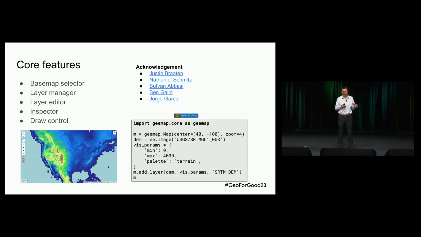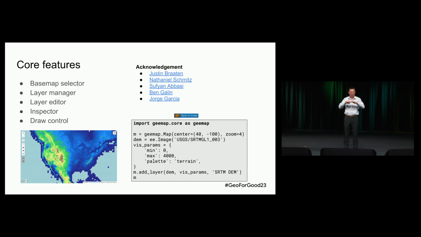So next, I'm going to quickly talk about what we have been working on the last couple of months, which is to create the so-called core and also the extra features. The idea is this: Geemap has a lot of functionality, and the Earth Engine team cannot support everything. There are some random features that not everyone is using, but there's some core functionality that we want to provide similar to the JavaScript Code Editor. So I work with the Earth Engine team, including Justin, Nate, Sufyan, Ben, and Jorge. They are fantastic. They brought Geemap to a whole other level.